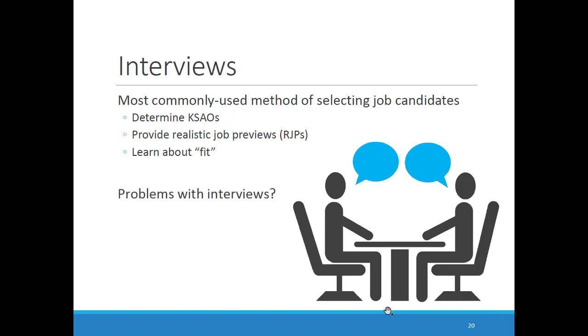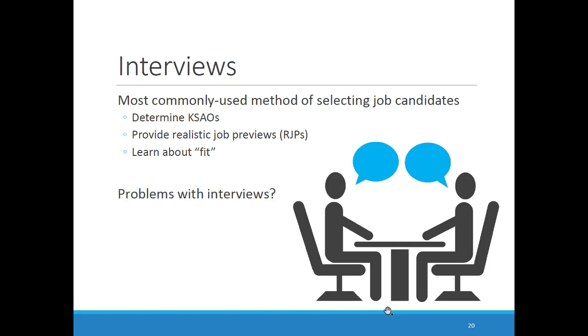Another selection method is interviews, and these are the most commonly used methods of selecting job candidates. Pretty much everyone has been through an interview, or if you haven't, then you will be at some point in your career. So what do we do when we're creating interviews? We determine KSAOs, so we can assess the levels of knowledge someone has, their skills, their experience, their other characteristics like their personality. We can also provide candidates with realistic job previews during the interviews.